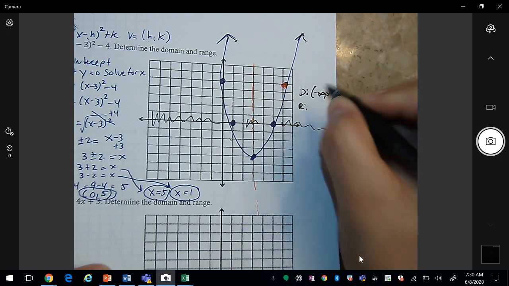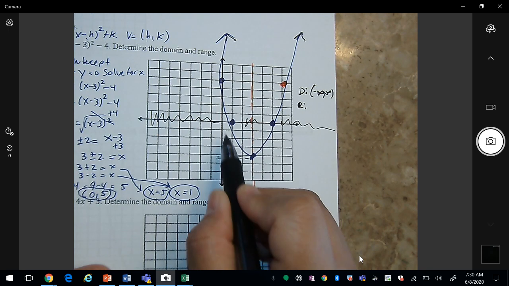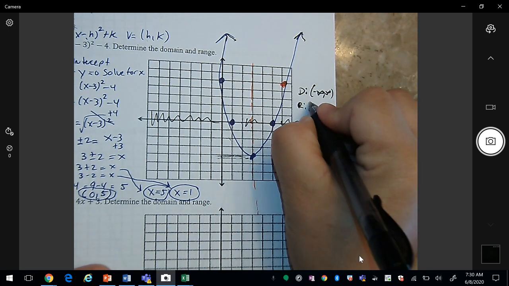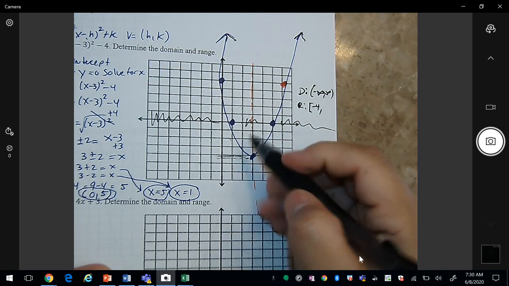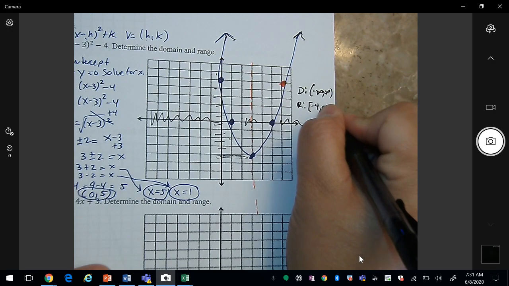Now the range. The lowest y value is this one here, which is at negative 4. And then we start using all these y values. So from negative 4 to infinity.